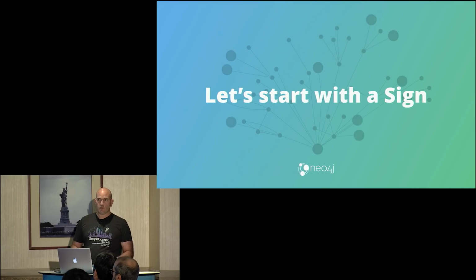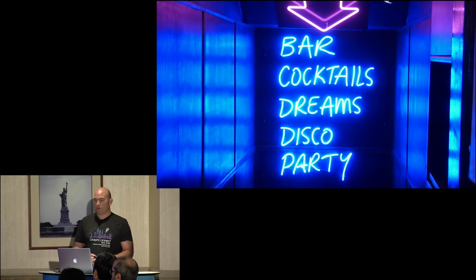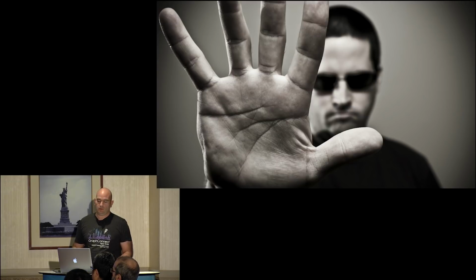OK, so we're going to start the talk with a sign. And the sign is a really nice sign. It says, bars, cocktails, dreams, disco, and party. So this is a sign of a place we want to get into. We're going to find our dreams here. The problem is there's a dude in front of this sign with this big giant hand saying you can't get in unless you pass some kind of test. Right? There's some rules to getting into this disco.